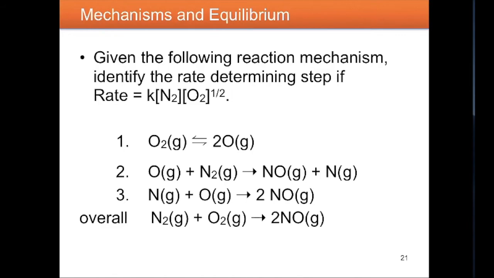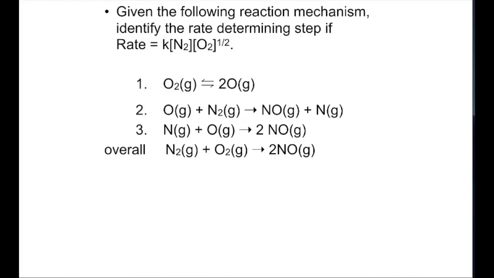So one last example. Given the following reaction mechanism, identify the rate determining step if rate equals K times the concentration of N2 times the concentration of O2 to the power of 1/2. In this case, we're given 3 steps. So what we can do first is to ignore step 1 and see if any of the other 2 steps matches the observed rate law. The observed rate law is the concentration of N2 times the concentration of O2 to the power of 1/2.